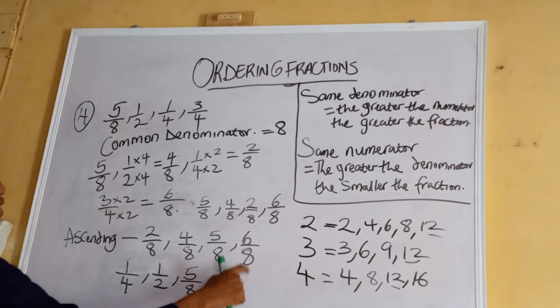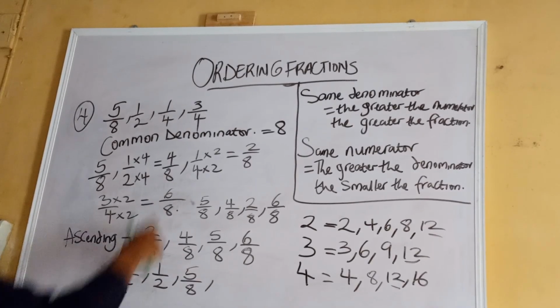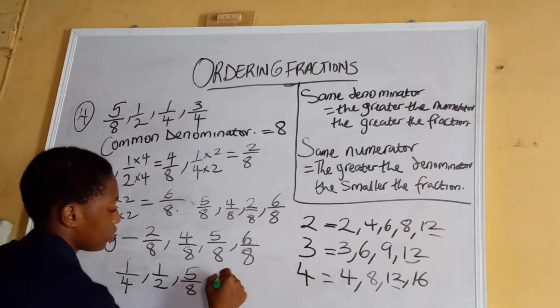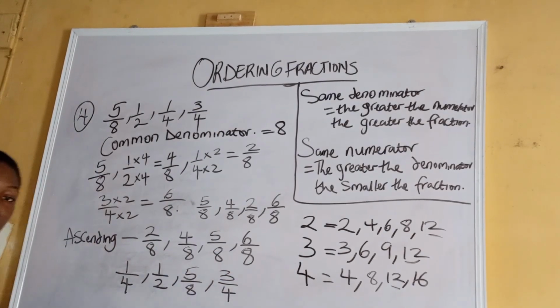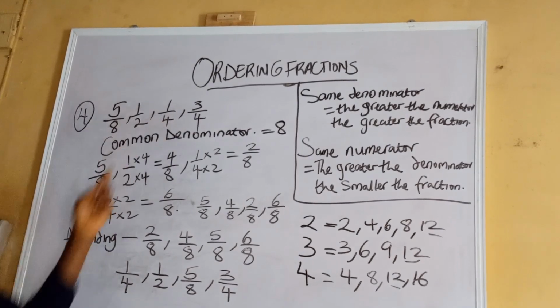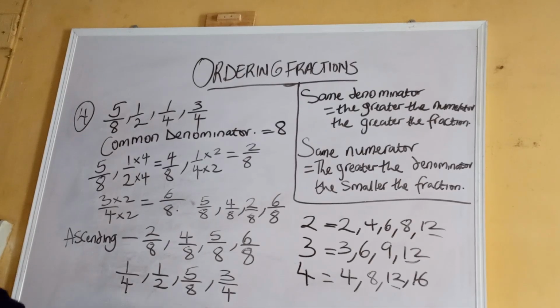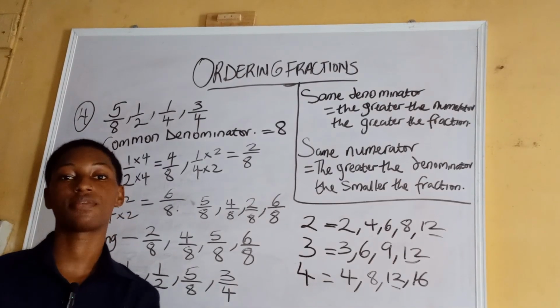And then 6 over 8. What gave us this equivalent of 6 over 8? That's 3 over 4. This is how you leave your answer. So in ascending order, this is the smallest, then this, and then this. And that's how you are able to find your answer for this kind of question.